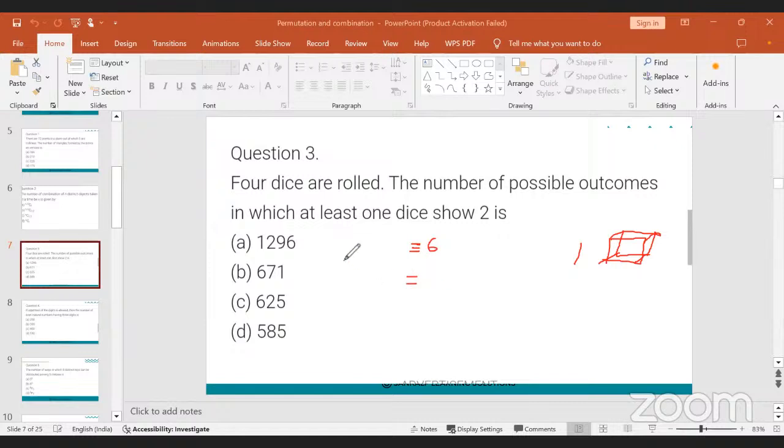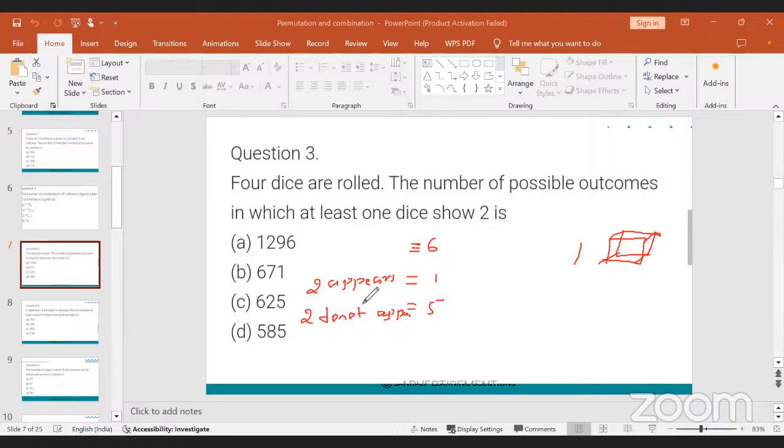So the number of times 2 appears is once. So the number of ways 2 does not appear is how many? Obviously, out of 6, 1 way is 2 appearing, which means 5 ways it does not appear. So 2 does not appear in 5 ways.